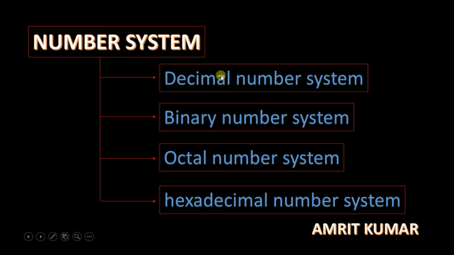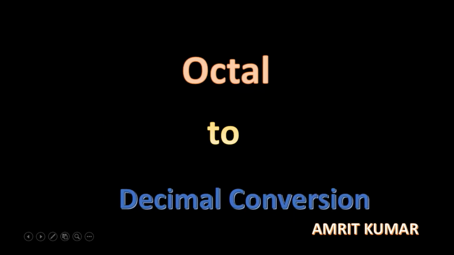We have also talked about how to convert a decimal number into a binary number, and a binary number into a decimal number. In the previous video, we learned how to convert a decimal into an octal number. Now in this video, we are just going to learn how to convert an octal number into a decimal number. So let's look at this.